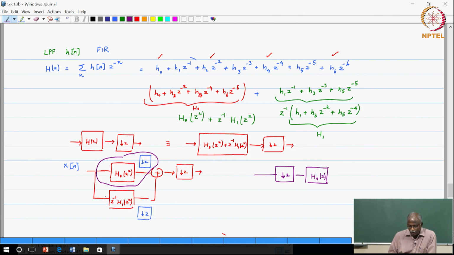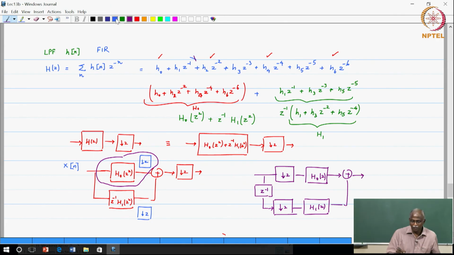Similarly, I cannot operate on Z inverse H1 of Z squared, because that is not a polynomial with power 2. So, I am going to separate it out as a delay element followed by H1 of Z squared and downsampling. Again apply the noble identity. Noble identity says you can do downsampling first followed by H1 of Z. And then of course, you have to add the two signals together. Now, tell me what is this? It is a demultiplexer.